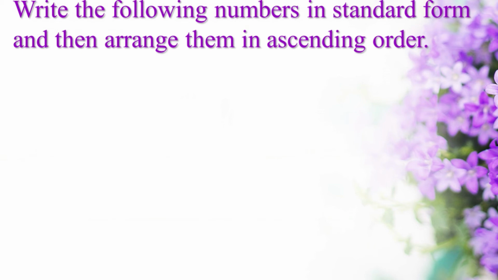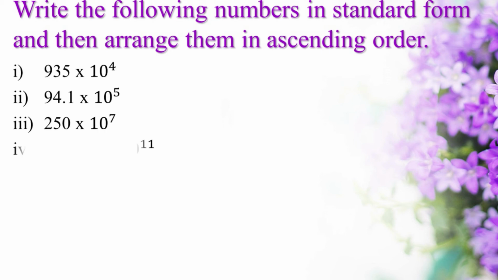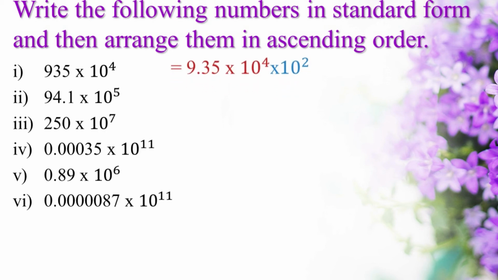Write the following numbers in standard form and then arrange them in ascending order. They have given these numbers for us. First, we have to convert the given numbers to the standard form. Then, we have to arrange them in ascending order. The first number is 935 into 10 to the power 4.